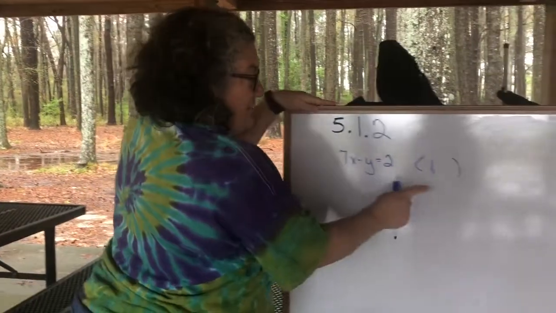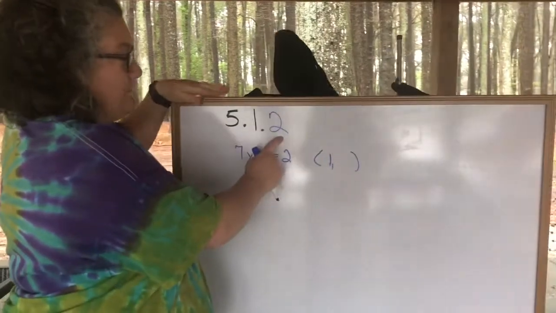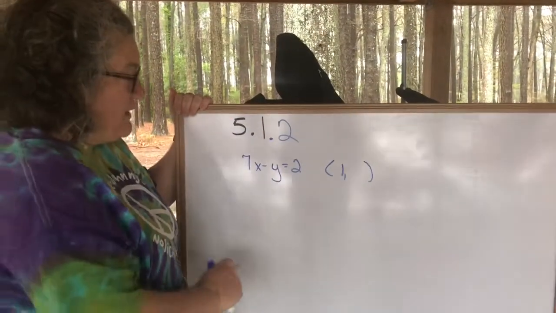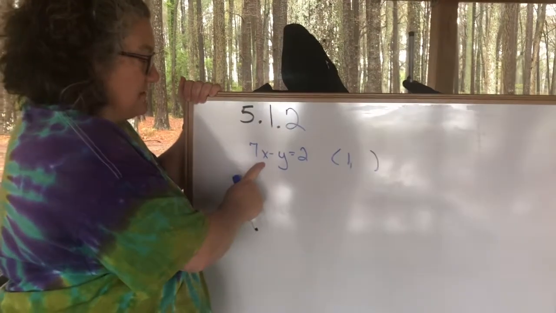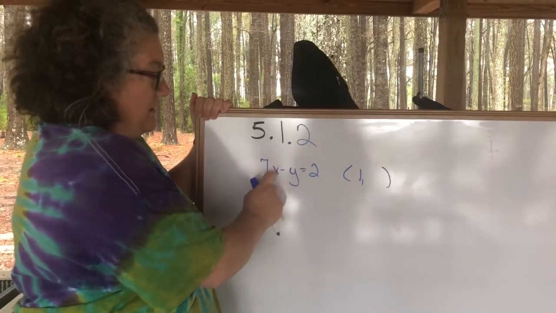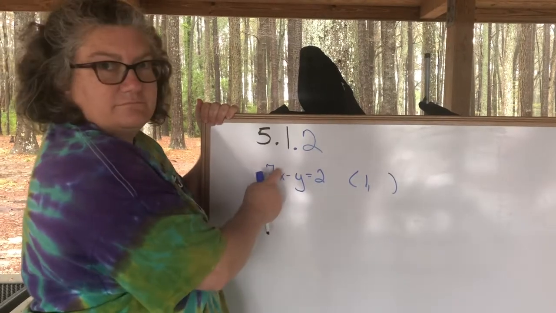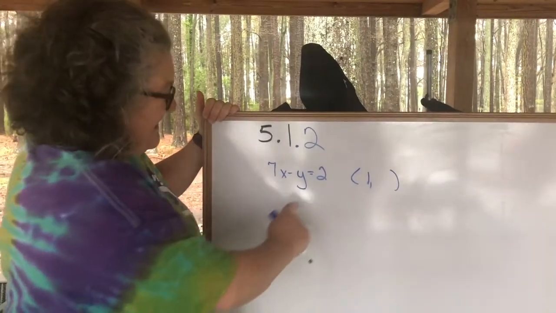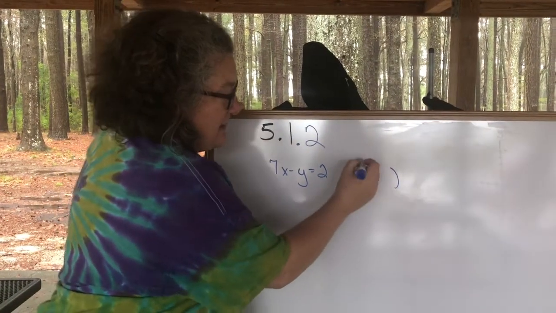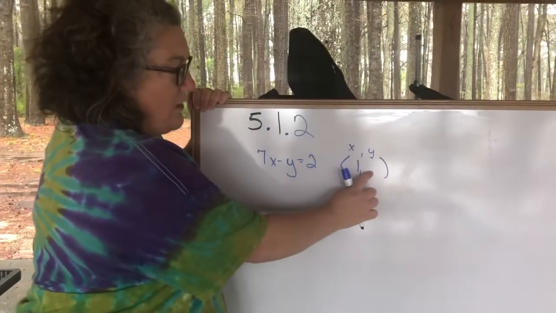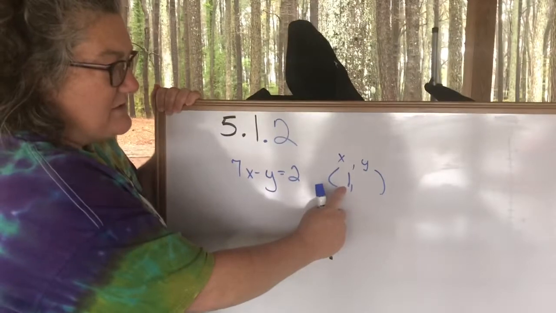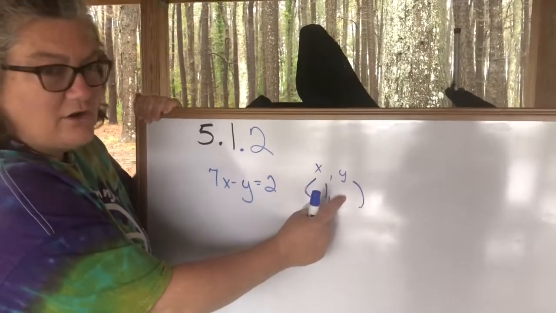Okay, so anyway, we're back here with 5.1.2. It's still section 5.1. And now we have this linear equation. That's what it's called. It's linear because we have only one exponent there. And over here, this is our x value, and we're going to have our y value. So we want to find out what ordered pair goes with this 1. If I put 1 in here, what am I going to get for my y?